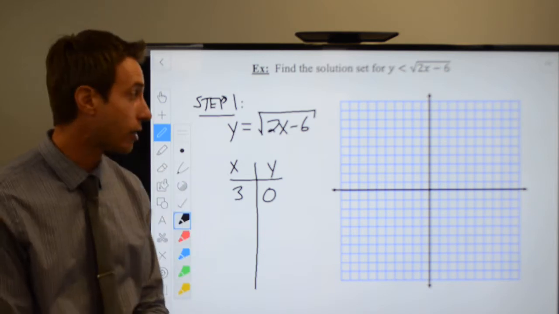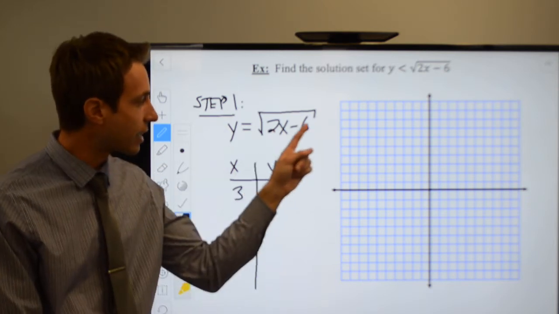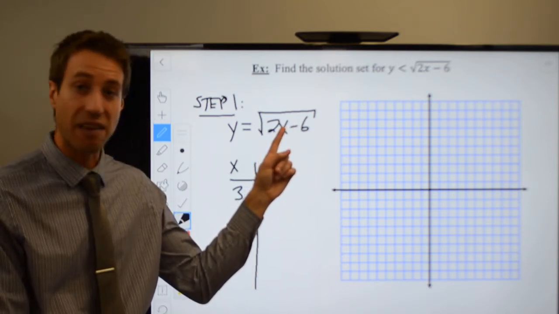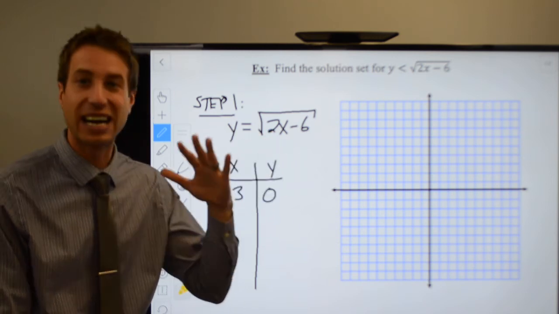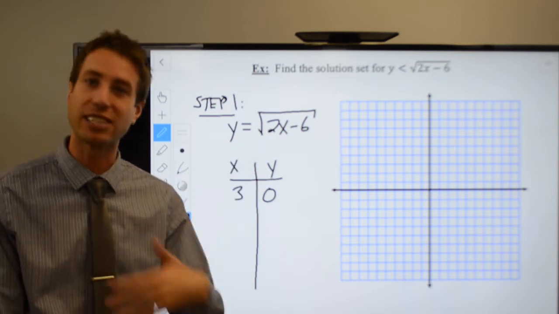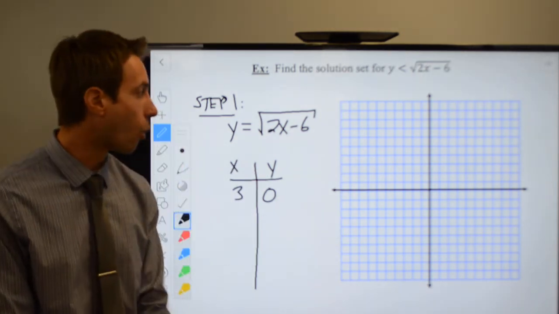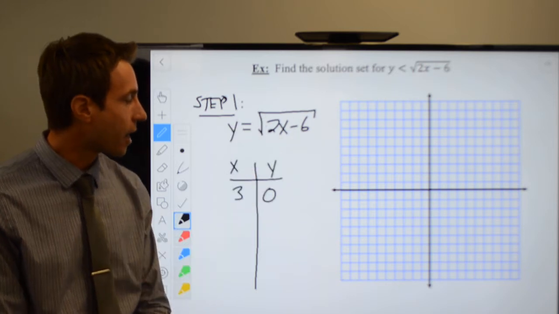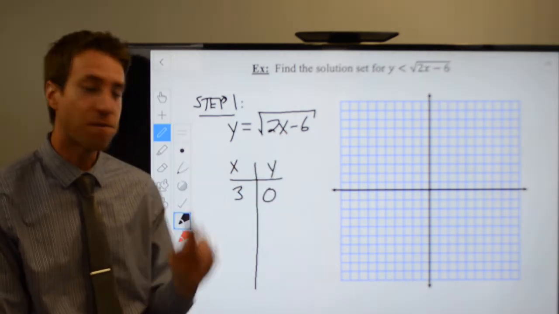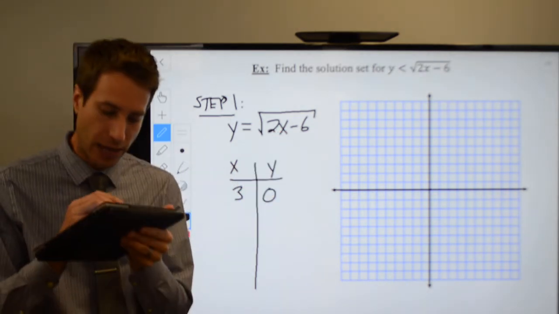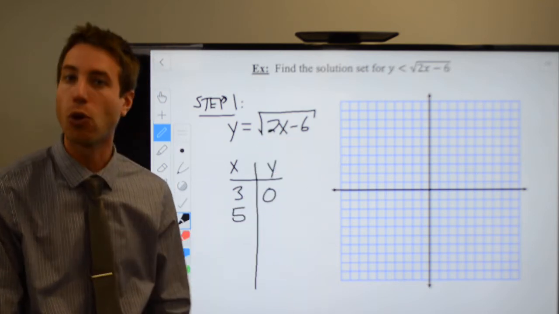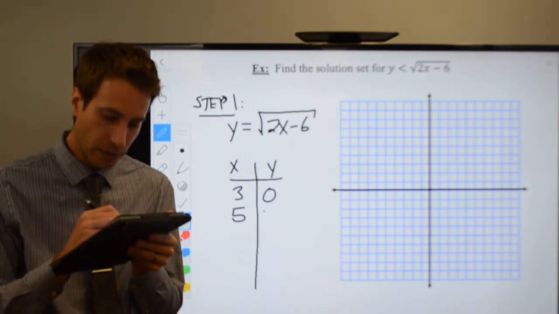My next perfect square is 1. So I need to figure out how to get a 1 under here. The only way to get a 1 under here would be to get a 7, but there's no way to multiply a non-decimal by 2 and get 7. So I'm going to skip the perfect square of 1 and go to the perfect square of 4. How do I get a 4 under here? Well, if I had a 10, 10 minus 6 would be 4. And to get a 10, x would have to be a 5. So if I plug in a 5, 5 times 2 is 10. 10 minus 6 is 4. And the square root of 4 is 2.